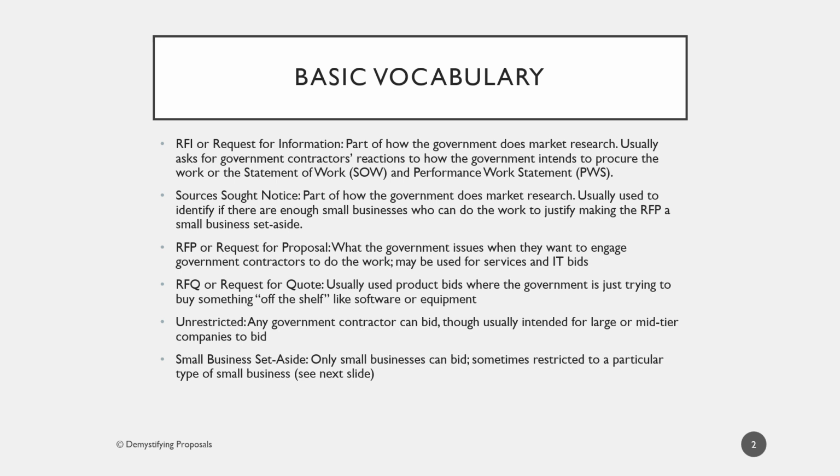The following are some basic vocabulary that you need to know in order to do business development at federal government contractors. An RFI, or request for information, is part of how the government does market research. Usually, the RFI asks for government contractors' reactions to how the government intends to procure the work, or the statement of work, or the performance work statement.